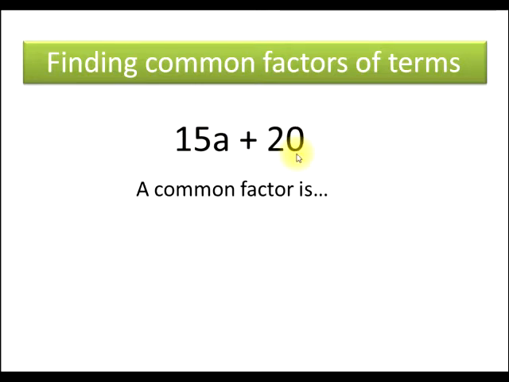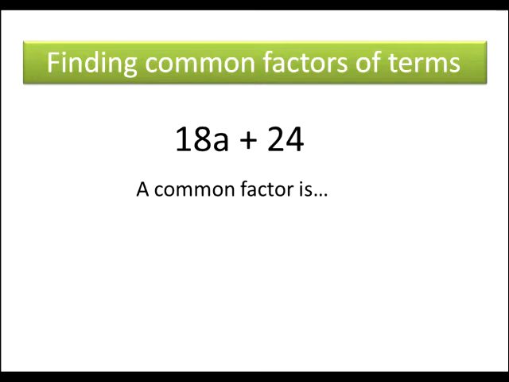Let's make it a bit harder. Now, here, if we take this first number, we know it's not 15 because 20 is not in the 15 times table. So we've got to start thinking a little bit harder. But in fact, it's the same as the last one. We can multiply 5 by 3 to make 15, and 5 times 4 to make 20. So 5, again, is a common factor.